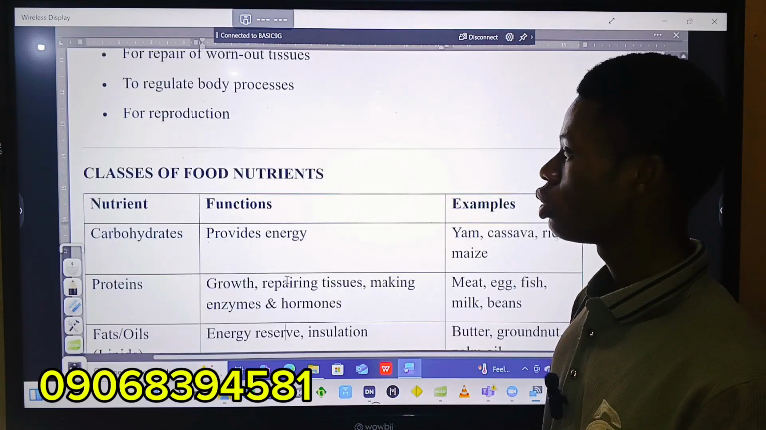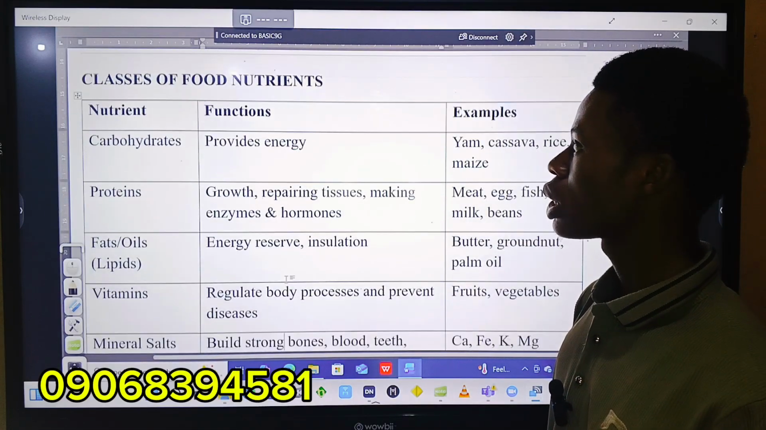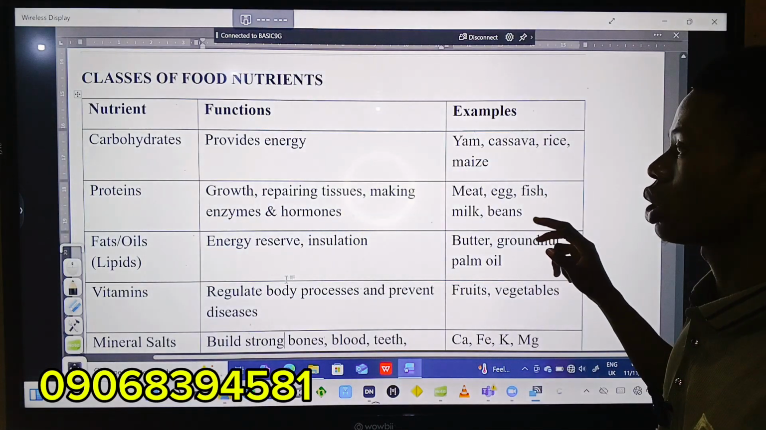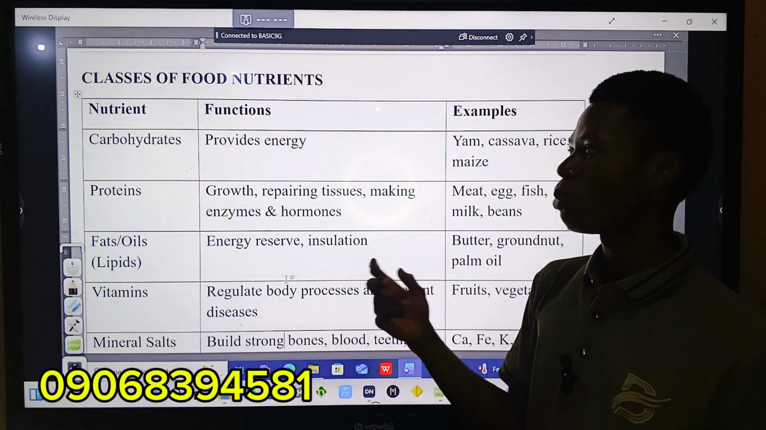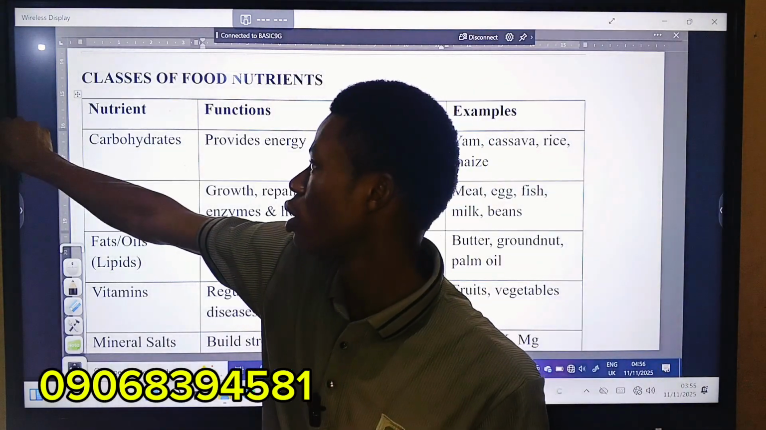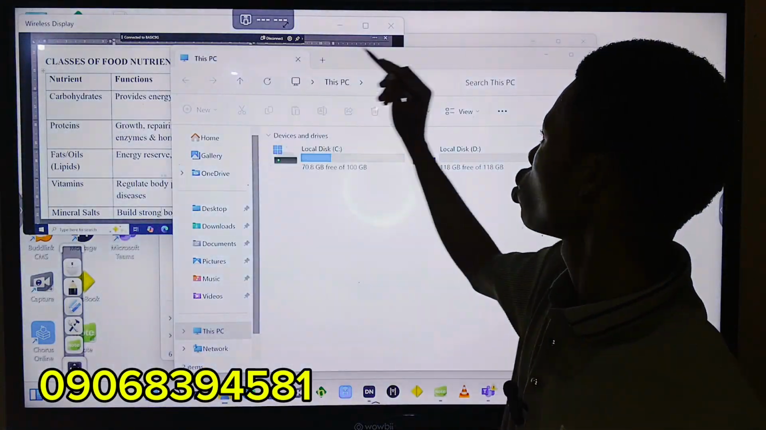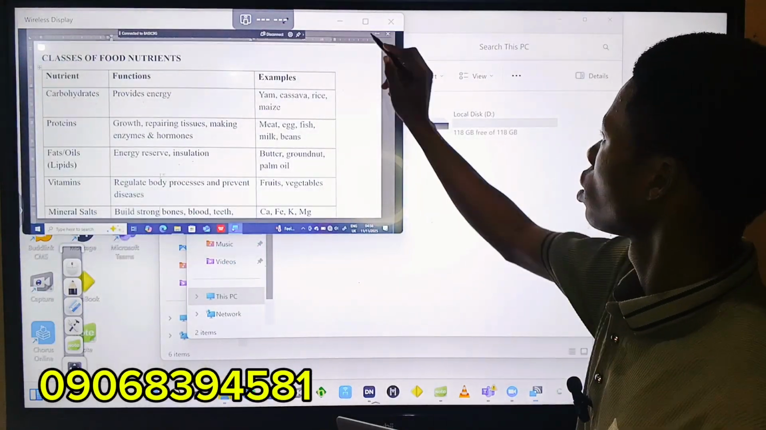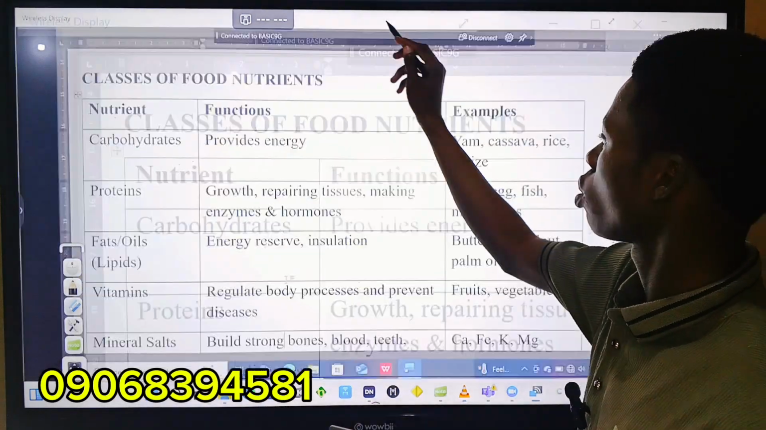All right, moving on to classes of food nutrients. This one is an exam concentrated area. Meanwhile, there is a past question at the end of this topic.